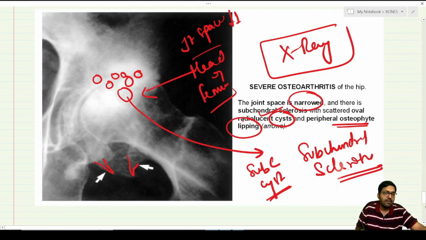So with this, we have completed osteoarthritis, which is another very important clinical entity, and I hope you have understood this lecture very well.